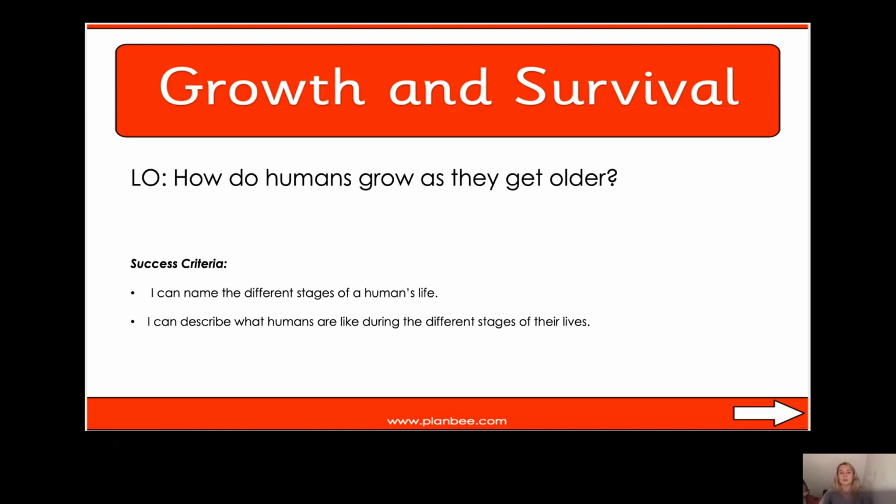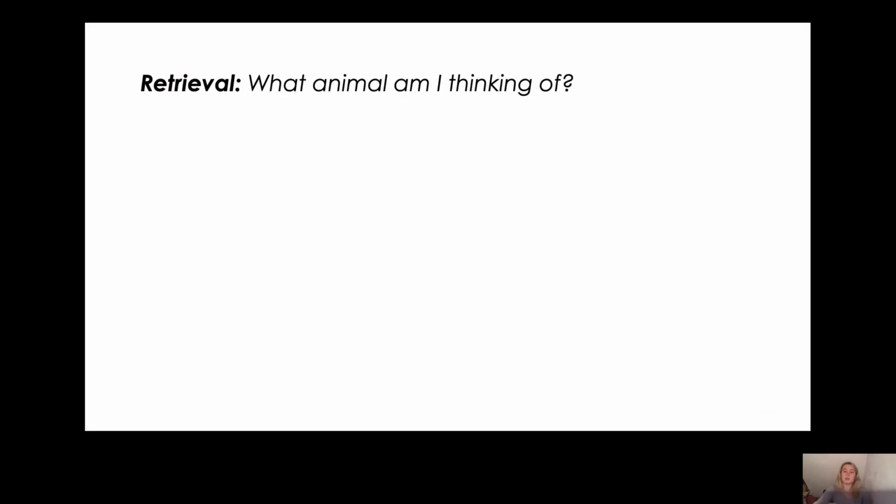But before we do that, I'd like to see how much you can remember from the topic so far. So I am going to be describing some animals to you using some of the vocabulary that we've learned over the last few weeks. Now, once I've described the animal, I'd like to pause the video and have a think using the clues that I've given you what animal I am thinking of, and then come back to the video to see if you're correct.